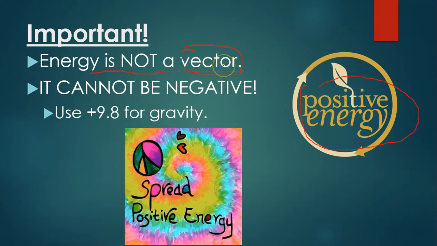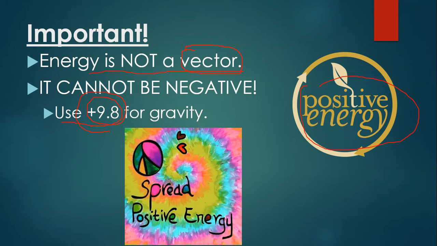Energy doesn't have a direction. It makes no sense to define energy with a direction because it's simply an amount. It's not a vector, it's a scalar quantity. So it cannot be negative. If it was negative, that would indicate direction, and that's not possible. So energy always has to be positive, and for that reason, we're going to use positive 9.8 instead of negative 9.8 for the acceleration due to gravity.